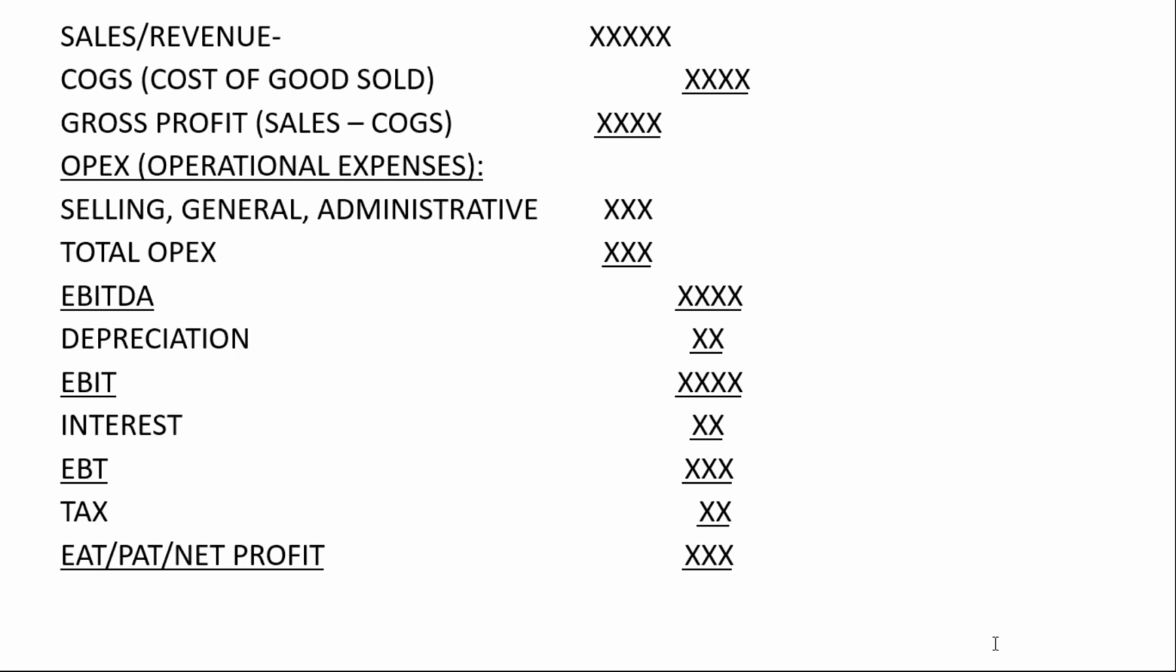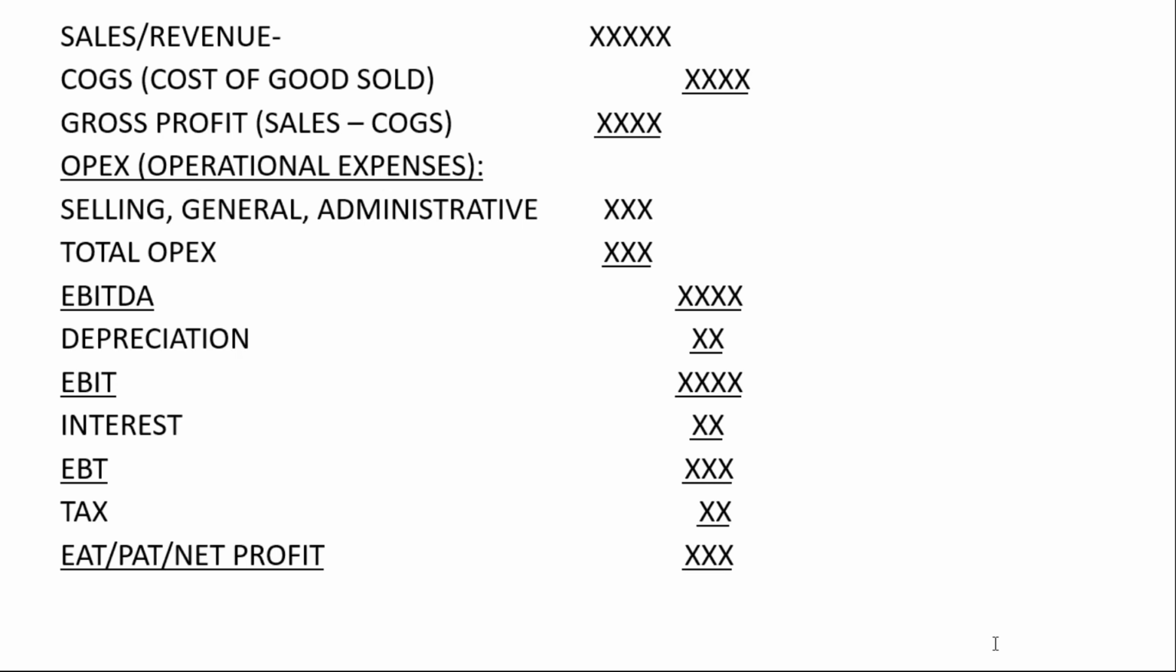So I'll put it: it is earnings before interest and tax and depreciation and appreciation value. So this is called EBITDA, earnings before interest and tax and depreciation. If there is a depreciation value, it is going to be subtracted over here.